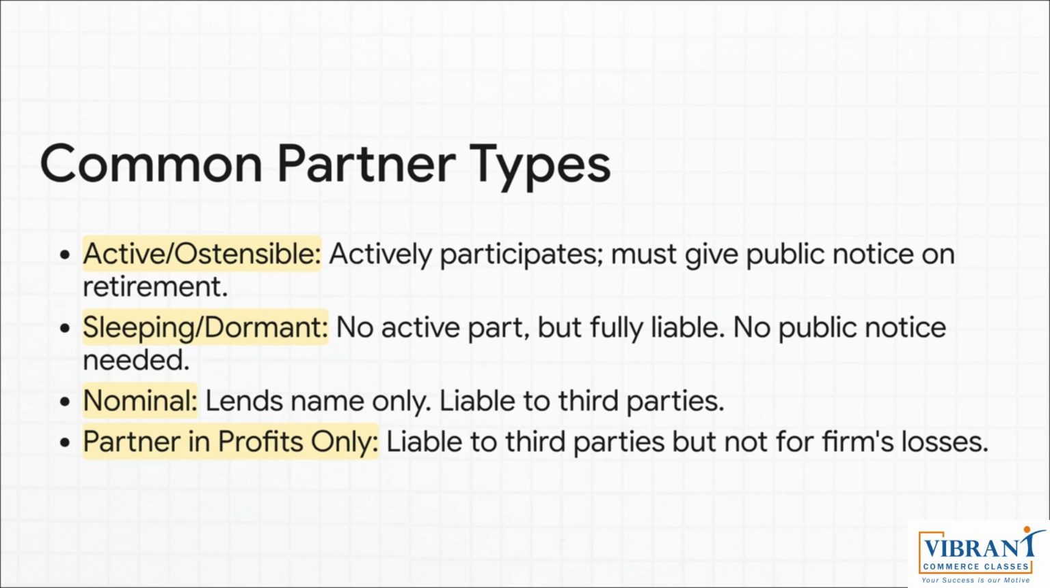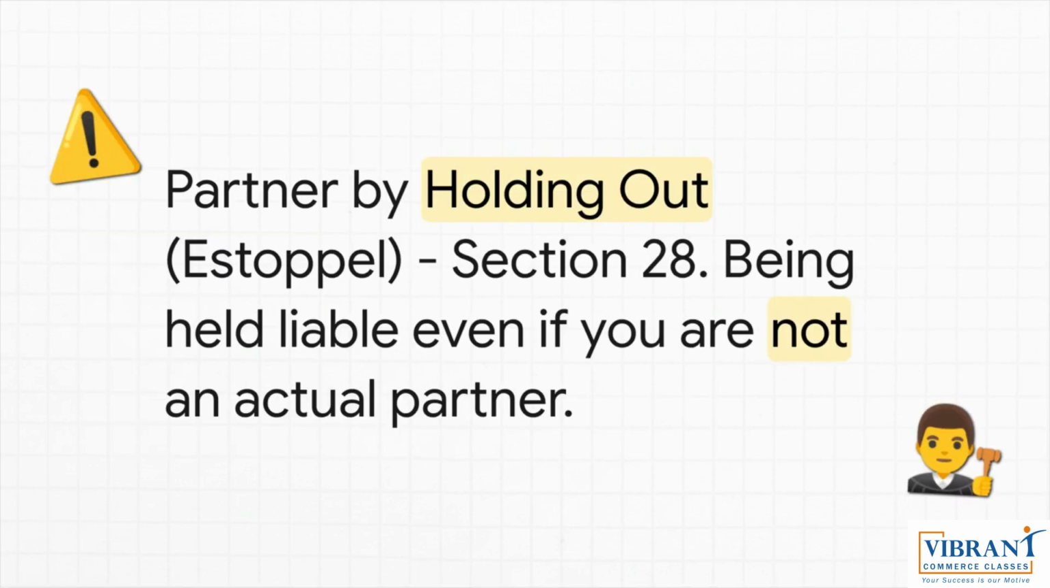Then you have a nominal partner who just lends their name for credibility. They have no real interest, but that name makes them liable to outsiders. Okay, but now for a really critical one, and a huge favorite for case study questions. It's the idea of a partner by holding out, also known as estoppel. This is where you can be held liable even if you aren't really a partner at all.